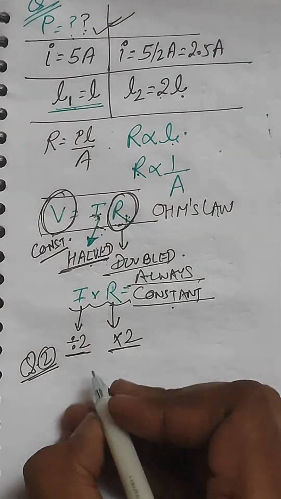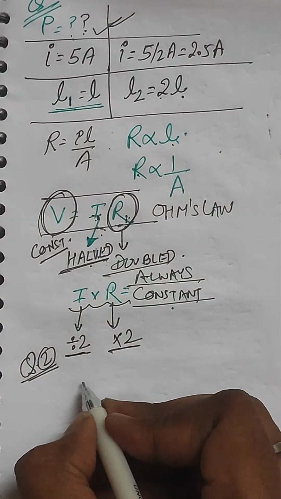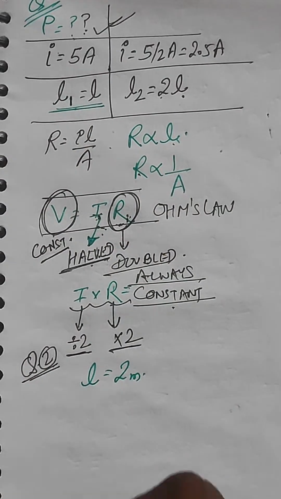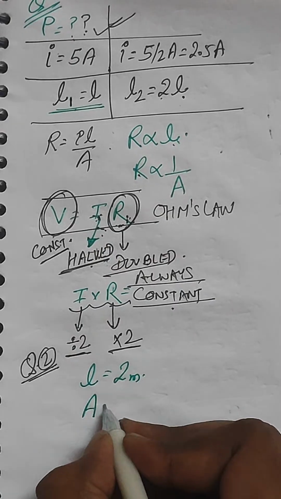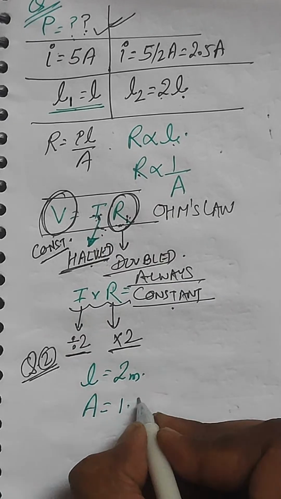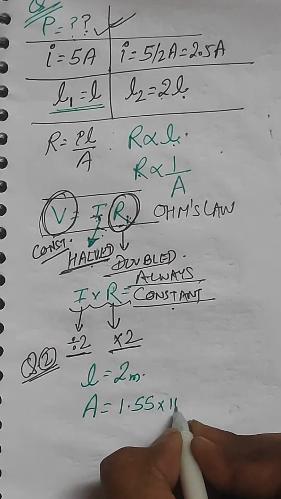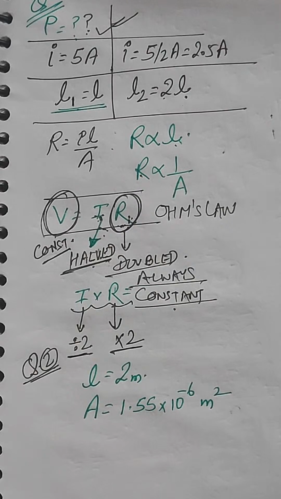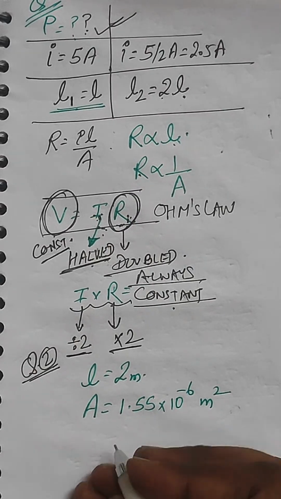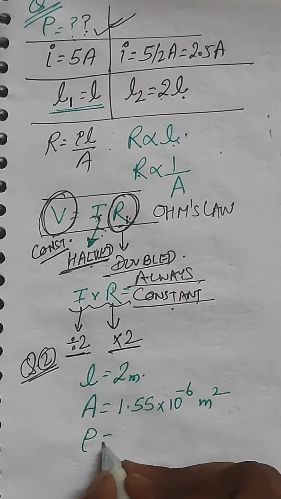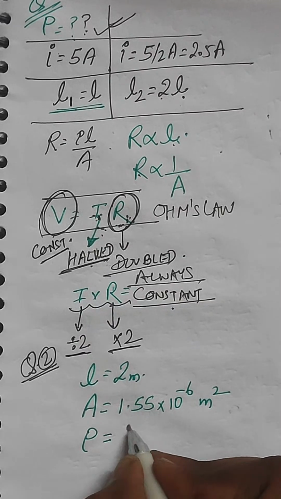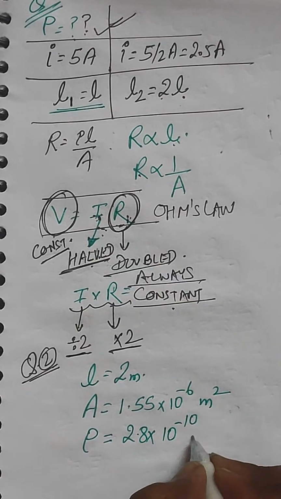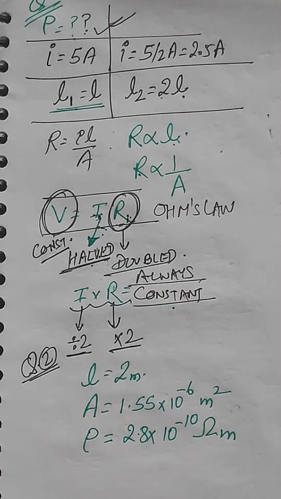If the length of a metal wire is given to you as 2 meter, and the area of the cross section is given to you as, let's say, 1.55 into 10 power minus 6 meter square. Now if the resistivity of the material is given, maybe 2.8 into 10 power minus 10 ohm meter.